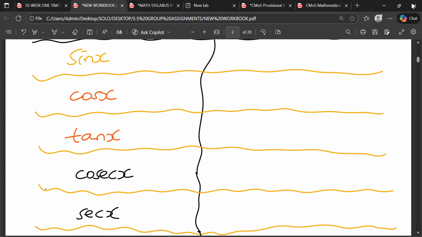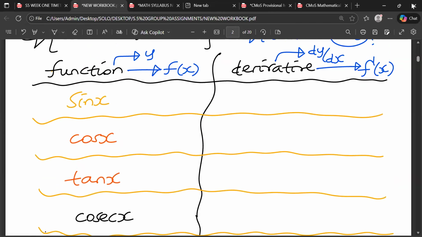Okay, now we need to know the derivatives. Just like you say that when you differentiate x, you get 1. When you differentiate x squared, you get 2x. When you differentiate x to the power negative 2, you get negative 2x to the power negative 3. We need to know, what if you differentiate sine? What do you get?